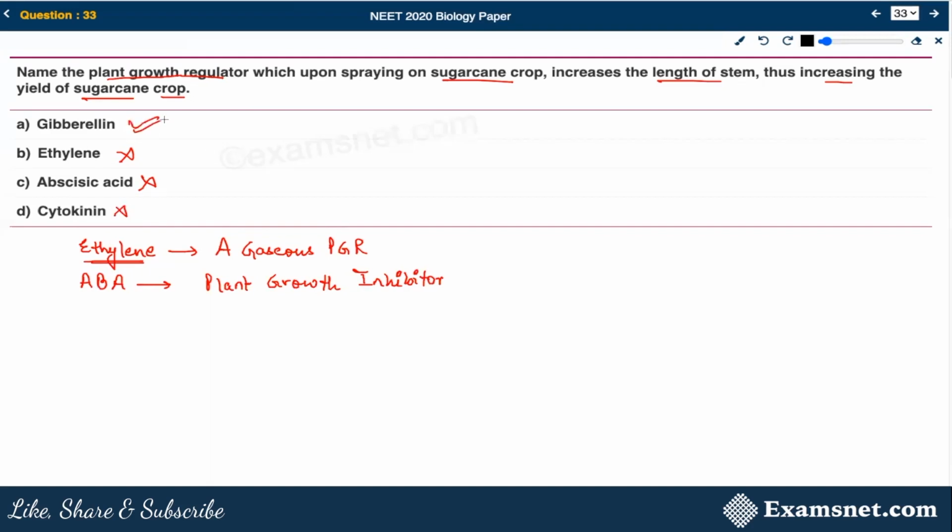All right, because spraying of gibberellin in the sugarcane crop ultimately results in an increase in the length of the stem, and because of that, around 20 tons per acre of sugarcane yield is increased. This gibberellin is actually responsible for internodal elongation, and for that reason only this is responsible. So gibberellin basically is the correct answer.